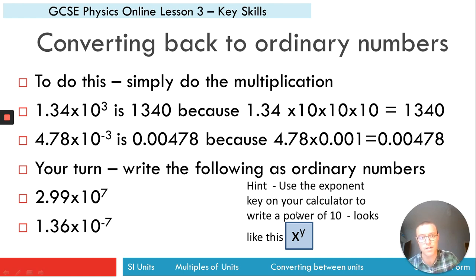If you're looking at your scientific calculator and you want to write a power of 10, you'll need to use the exponent key on your calculator. It's the same key on a scientific calculator as it is on a scientific calculator on a mobile phone. It's usually an X with a little superscript Y, that means a little small one raised up next to it. So to write 2.99 times 10 to the power 7, you would type in your calculator 2.99 multiplied by 10, then press the exponent key and then press 7, and then it will do that calculation for you automatically. Play around with it, make sure you're comfortable with it. Anyway, here are the answers.